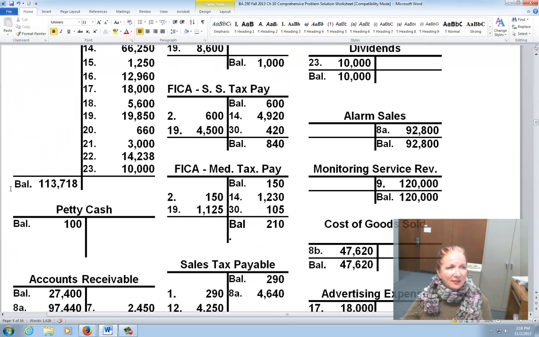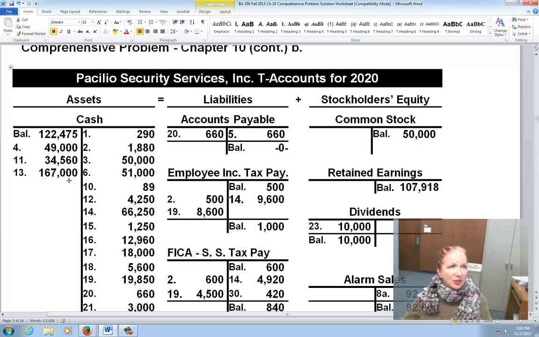Here's the balance. It's on the debit side. Remember, in a T account, the debits are on the left, credits are on the right. So if it's over on the left, it's a debit. If it's over on the right, it's a credit. And so we're just going to type those in.